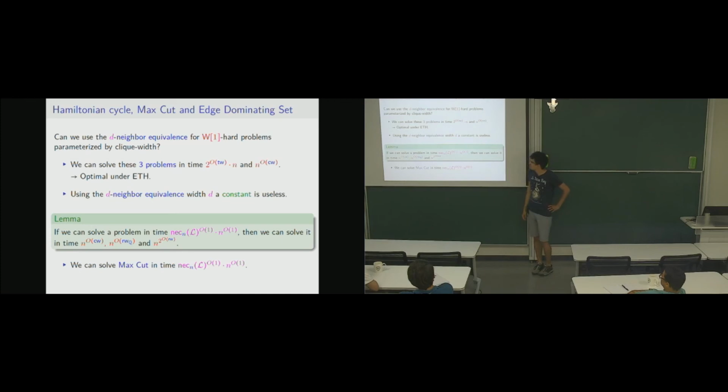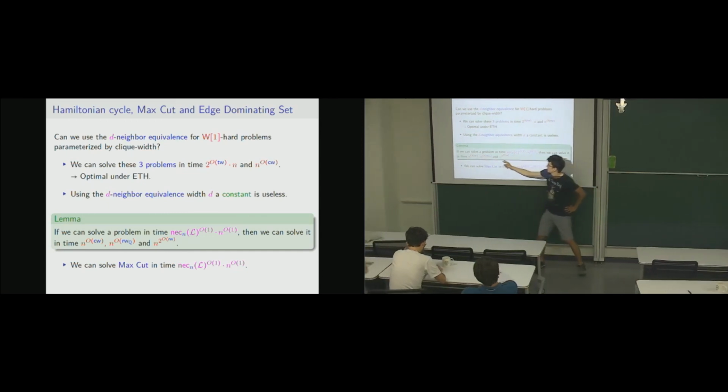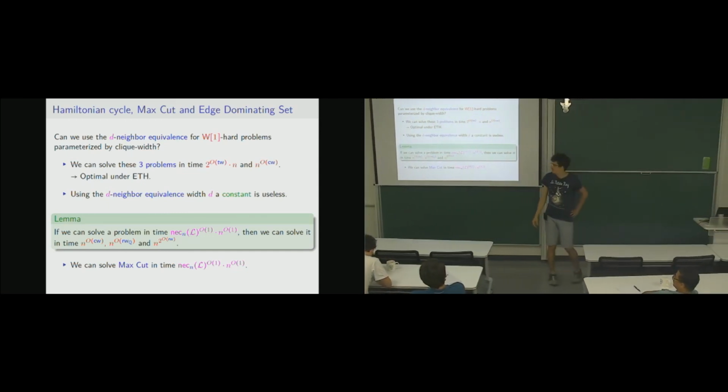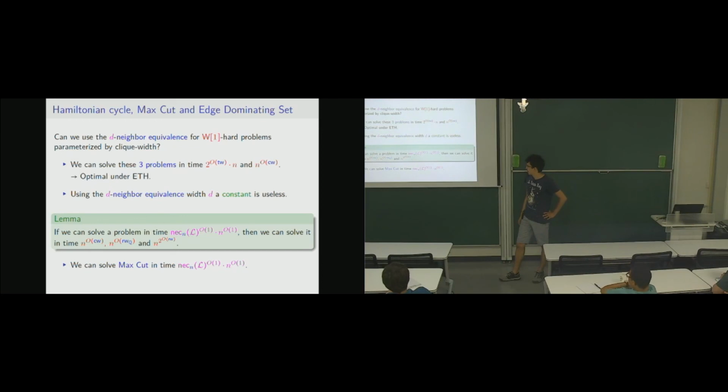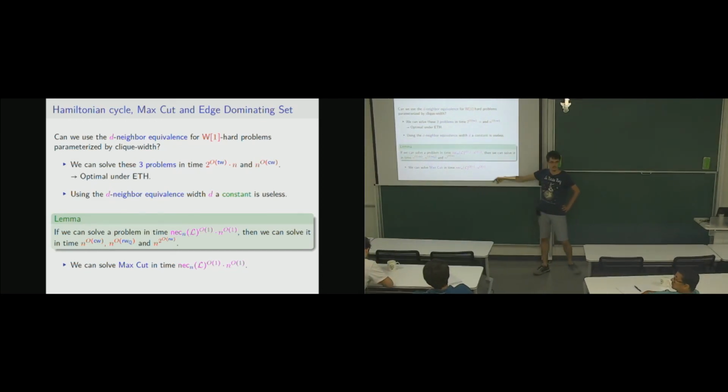So an idea is that if we put d as the number of vertices, maybe we can obtain some nice results, because if we have an algorithm like this, then we get this running time there. And in fact, I can prove that I can solve Max Cut in this running time.